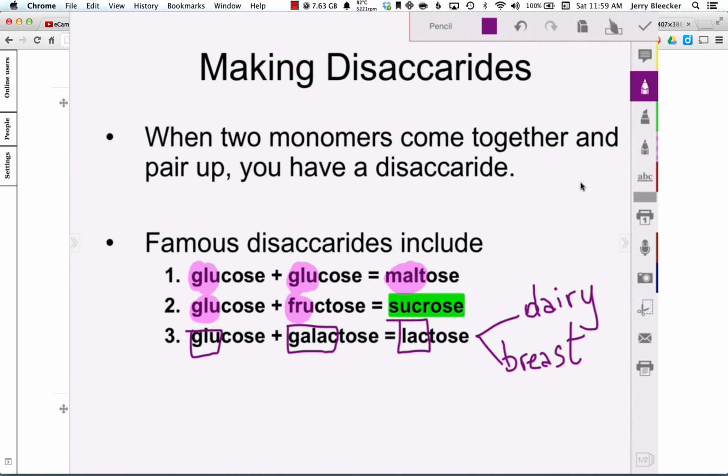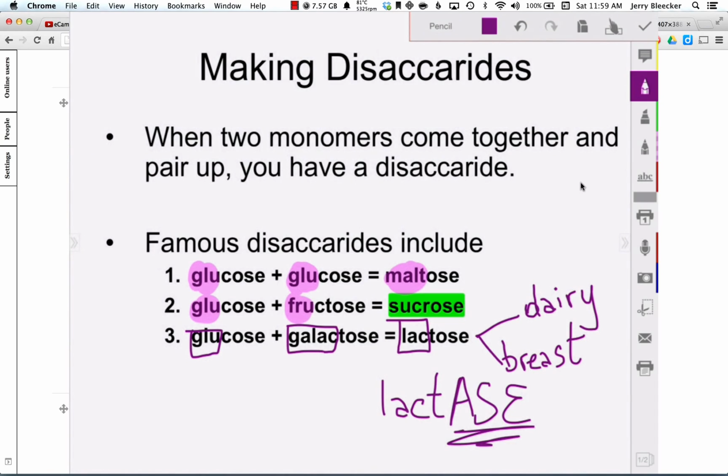Human milk is more about supplying lactose sugar, and that's broken down very readily by our bodies. In fact, it's done by what we call the lactase enzyme. Neat thing about enzymes is they're often named after what they break down. So lactose, take off the ose, and the enzyme is called lactase.